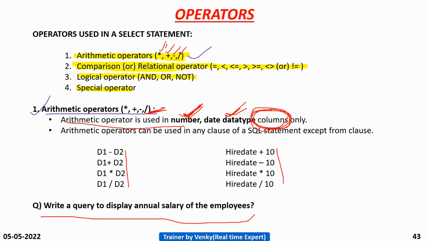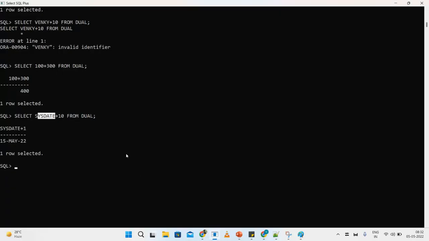Write a query to display annual salary of the employees. How we can decide the annual salary for any employee, guys? Or else first one thing, select ename. My requirement is I need to give 100 rupees extra for each employee. How we can give 100 rupees extra for each employee?